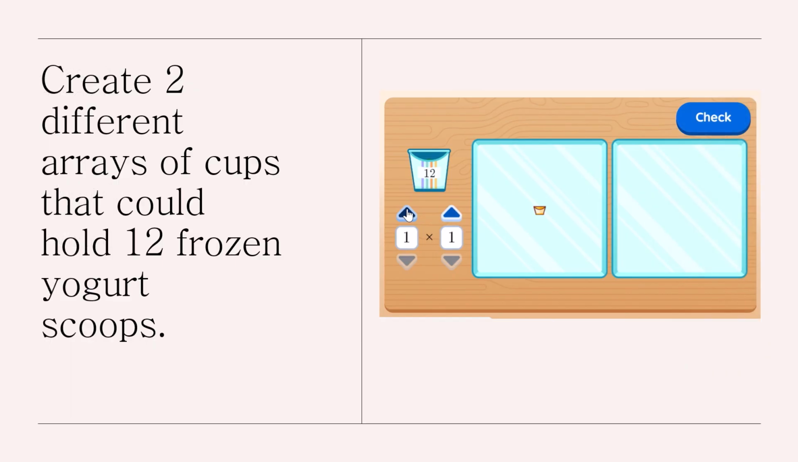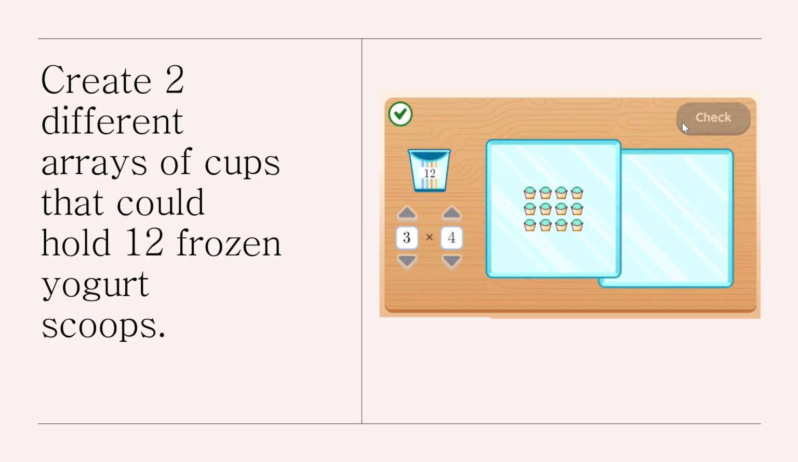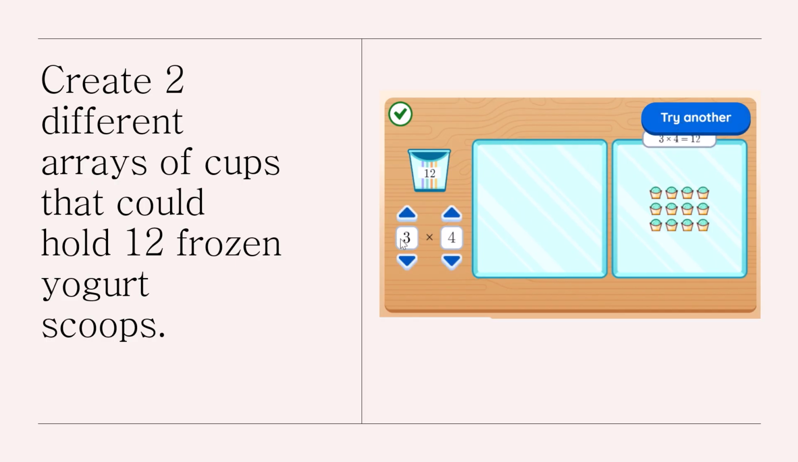On this page, they are going to create two different arrays of cups that could hold 12 frozen yogurt scoops. So they use the numbers to increase or decrease to make the pattern that they would like to make. And hopefully that will create an array that will equal 12. So they will check their work, and if they are correct, the scoops will match the cups.